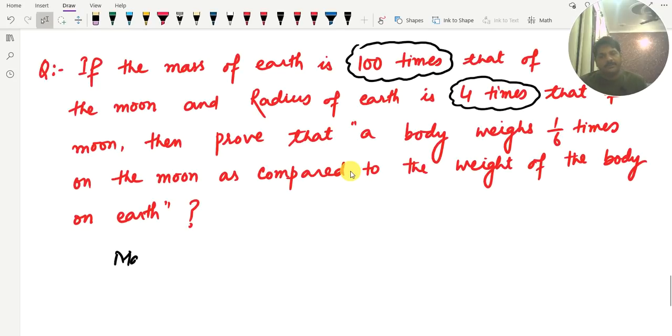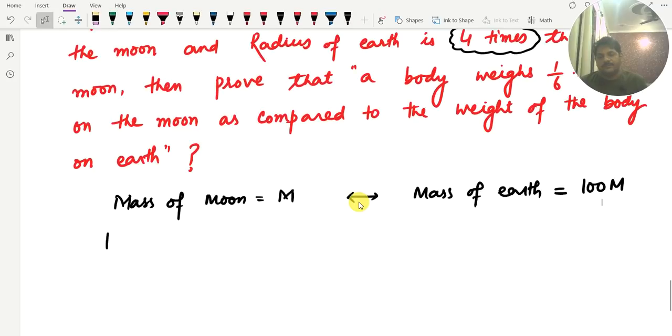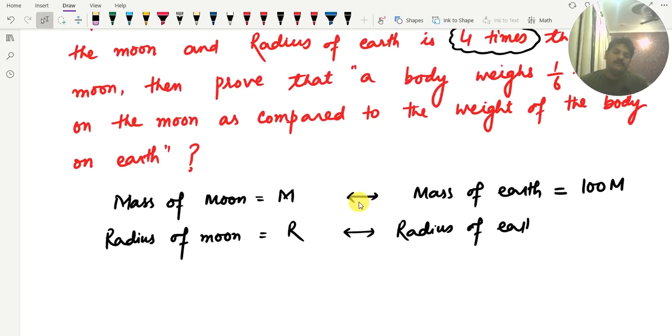if mass of moon is equal to m, then what would be the mass of earth? This would be equal to 100 times m. Similarly, if we take radius of moon as r, then we would get radius of earth is equal to 4 times r.